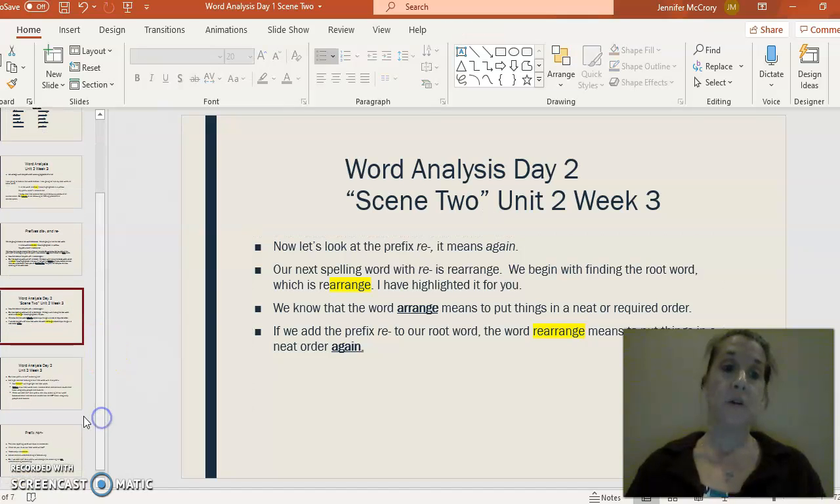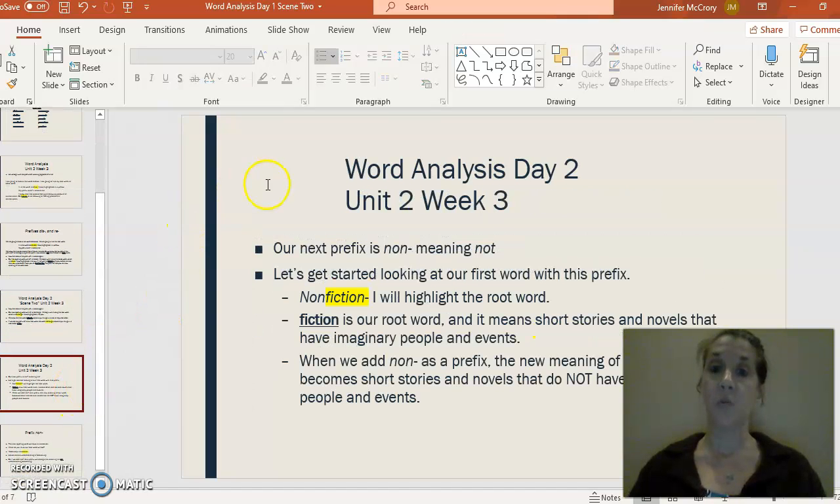All right. So let's see what's in store as we continue. Look there. Our next prefix is non, meaning not. Not to be confused, but is the same or similar as we talked about earlier yesterday, dis, D-I-S. So let's get started looking at our first word, nonfiction. All right, and as we have done before, highlighting our root word, and that would be what, boys and girls?